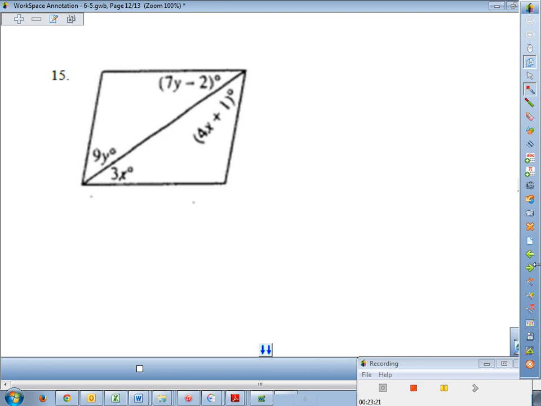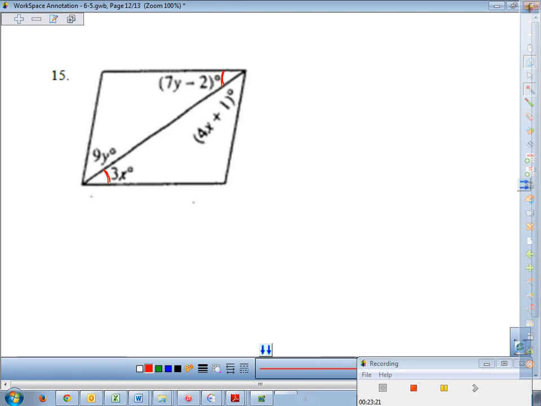Ooh. Let's do this one right. We got plenty of time here this hour. Let's do this one right. They want this to be a parallelogram. What do you think? Okay, somebody's picking on 3x. I'll pick on 3x. I'll put an arc mark right here. 3x. What do you think? The same as 7y minus 2? What? Why?